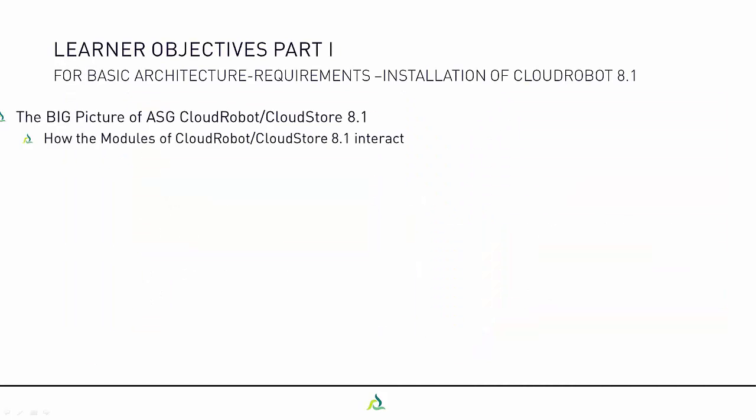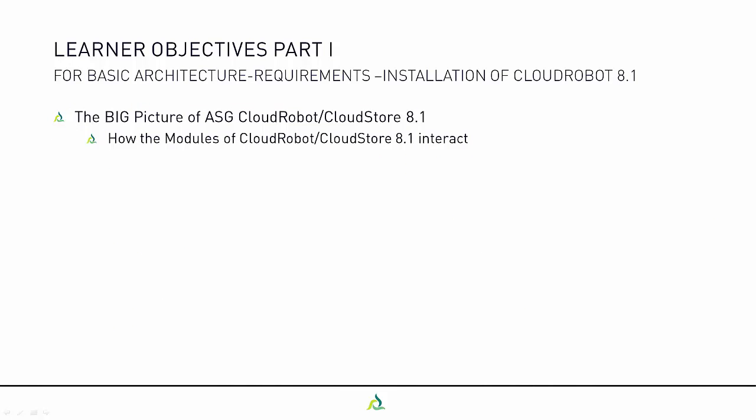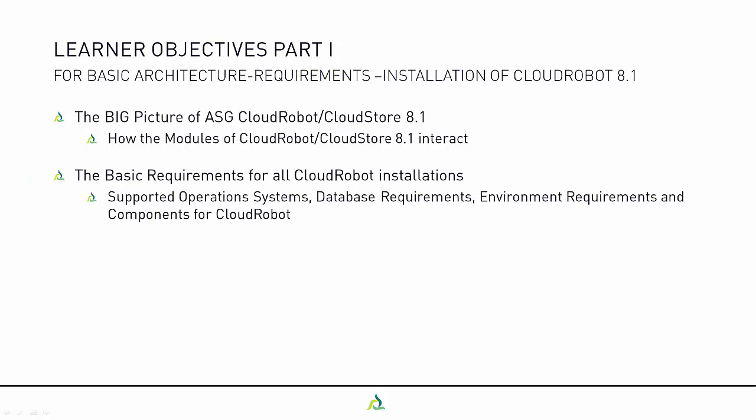For the basic architecture, first of all, what modules we are interacting. The basic requirements, supported operating system, databases, environment requirements, and components. And keep in mind, some of them have been seen in our pre-requirement slides as well.